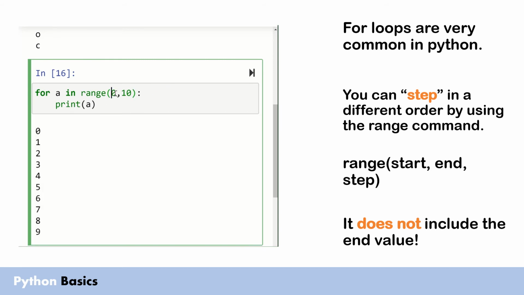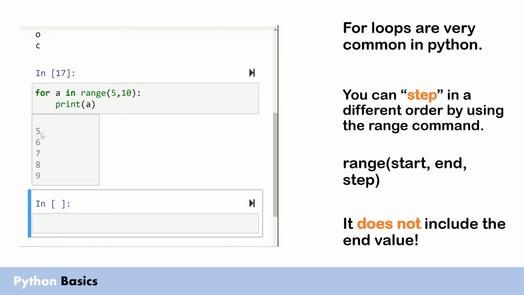So this first number here controls where the number range starts. Let's say I want the number range to start at 5. I can change that to 5, press run, and you can see it now has 5, 6, 7, 8, 9.